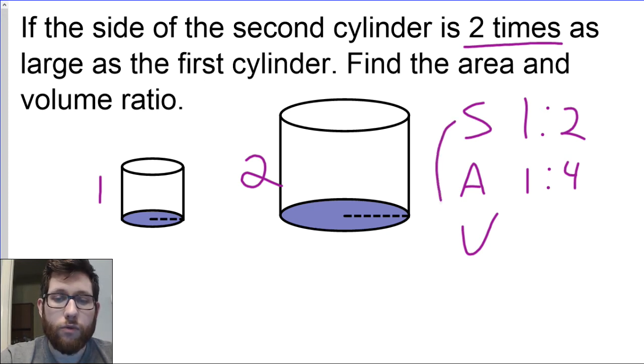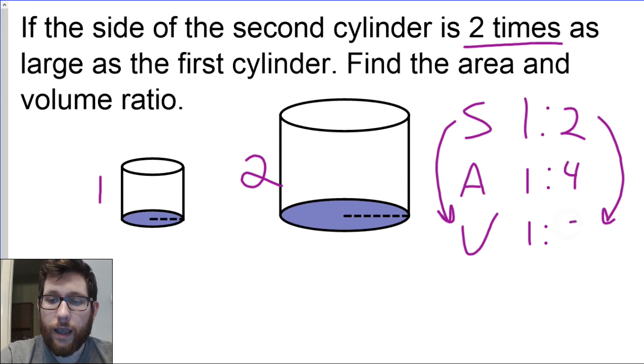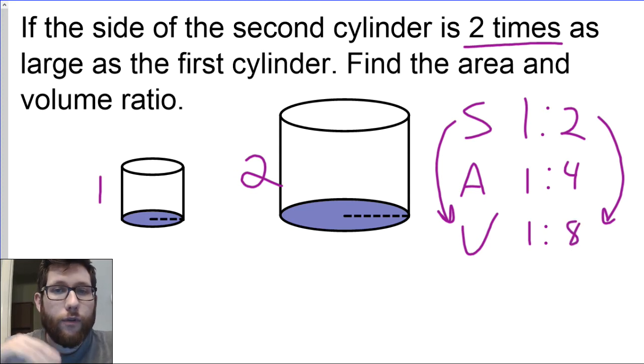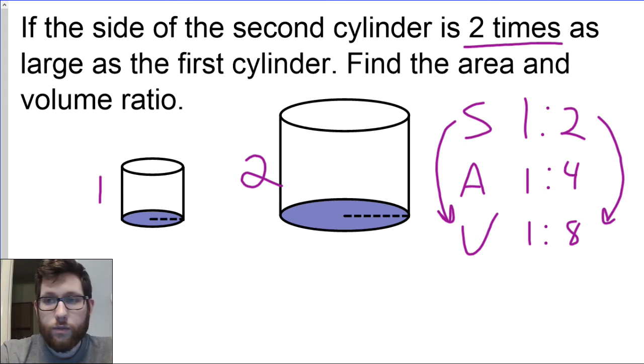And then 1 cubed. Remember, when we do cubed, we're always going from the side down to the volume. We're not cubing the area, we're cubing the sides. 1 cubed is 1. 2 cubed is 8. Just like that. Okay? So there you go. If we are looking for an area or a volume ratio and we start with the side, we're going to go down. We're going to take squares. We're going to cube to get down to my areas and volumes.